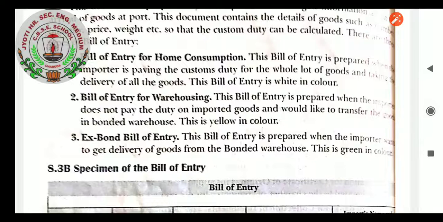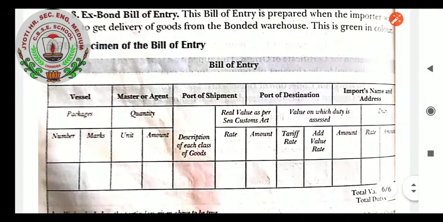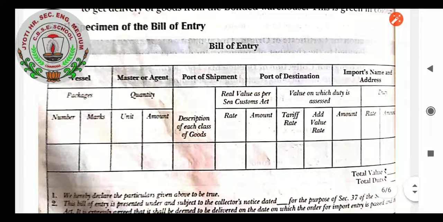Specimen of the bill of entry. When we see the bill of entry specimen, you can see vessel, master or agent, port of shipment, port of destination, importer's name and address, packages, quantity, real value as per the Sea Customs Act, value on which duty is assessed, duty. Packages, number and marks, quantity, unit amount, port of shipment, description of each class of goods is mentioned there. Port of destination, real value as per the Sea Customs Act, value on which duty is assessed. Rate, amount, tariff rate, ad valorem rate, amount is given there.